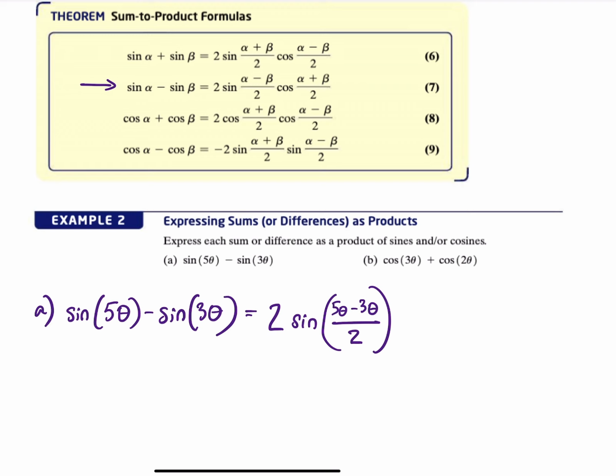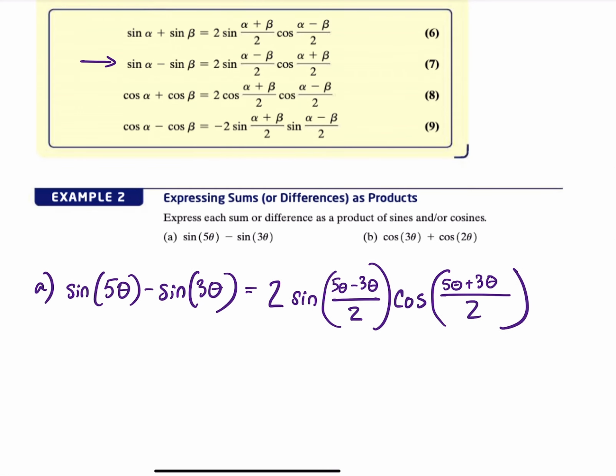Then this is multiplied by the cosine, and inside the cosine is the sum of these two angles, so 5 theta plus 3 theta, also over 2. So let's just simplify this down. This will be 2 sine of 2 theta over 2, so that will just reduce to theta, times the cosine of 8 theta over 2, so that should reduce to 4 theta.